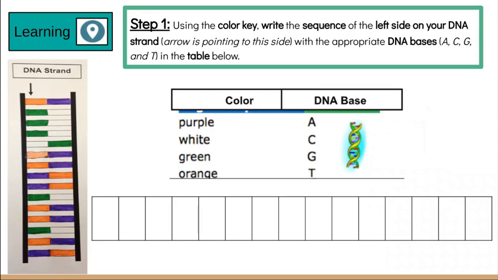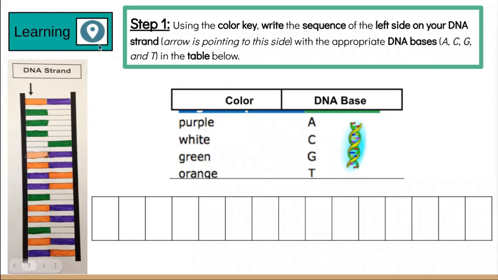This is an example, so this is not actually one of the real suspects. It's just an example to show you how to do it. So step 1 is using the color key, you will write the sequence of the left-hand side of your DNA strand, which is what the arrow is pointing to, with the appropriate DNA bases A, C, G, and T into the table. So again, you're using this left-hand side of your DNA strand. This arrow is pointing to the side that you're decoding. I also want to point out that in between each base, there is a white strip that you are skipping. That's not actually a DNA base. Some kids get that confused each year, so I just want to make that clear.